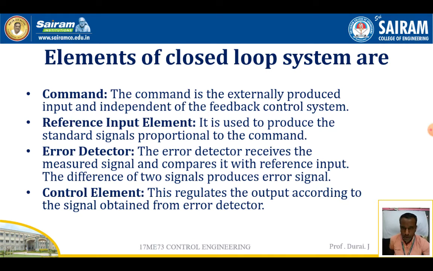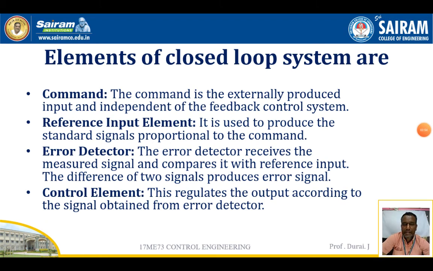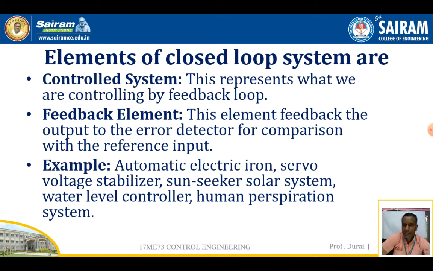Then comes the control element. The control element regulates the output according to the signal obtained from the error detector. So the main aim of the control element is to regulate the signals based on the error detector. That is the function of the control element. Then comes the controlled system. This represents what we are controlling, the feedback loop. That is the controlled system.